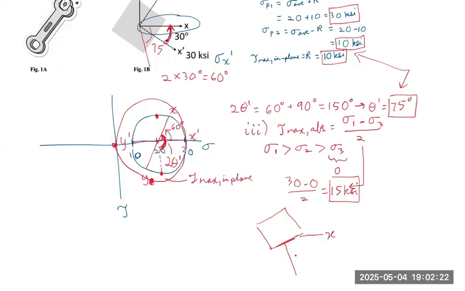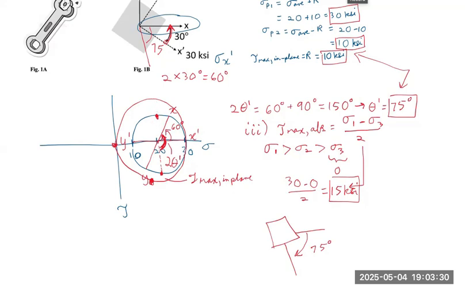And oops, I think I'll draw it better. So yeah, this is 75 degrees clockwise. And our shear stress tau max in plane is positive because, well, our sigma x value over here is basically 20 and it's equal to our sigma y value.